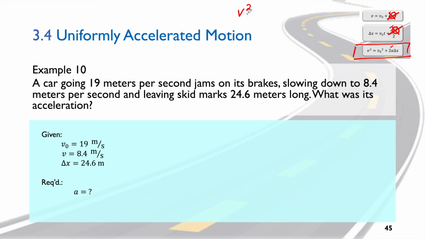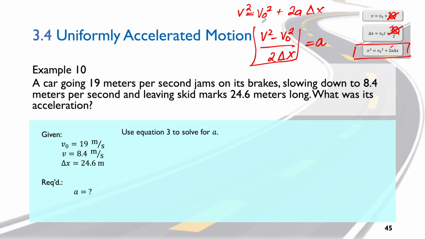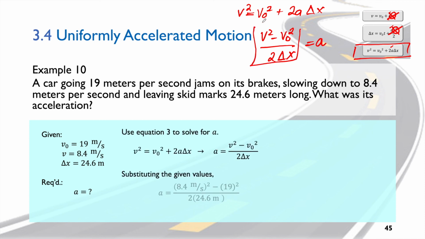V squared is equal to V naught squared, the initial velocity squared, plus 2a change in x. Or simply, I can write that as x. Now, I'll just modify it further, and that's divided by 2x, is equal to a. So I will use this formula. If I use that formula, I will just substitute the given values and I will have an acceleration of negative 5.9 meters per second squared.